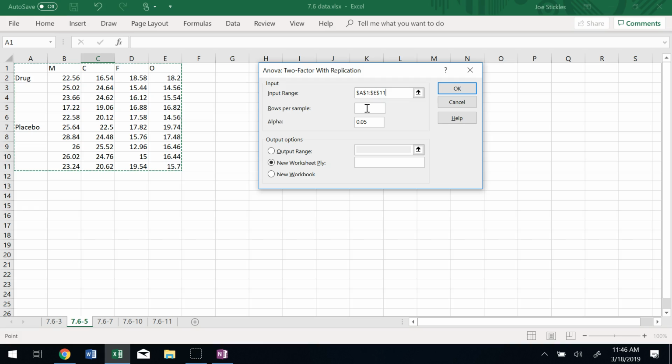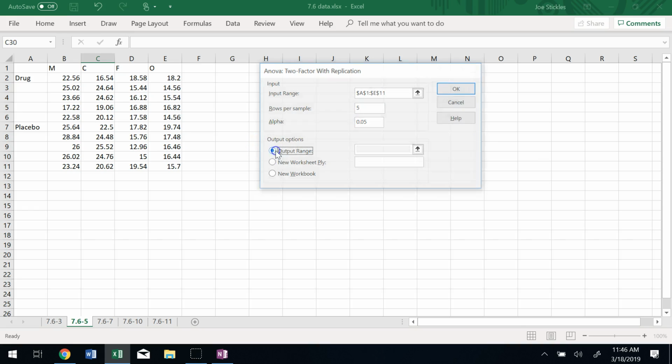So notice when we're testing for interaction, basically we're going to do multiple things in each of these treatments here. Okay? So when it says rows per sample, we've got 5 rows in the drug and 5 rows in the placebo. So we got 5 in each sample here, or rows per sample is 5. Well, it must be the same amount. Yeah, it needs to be the same amount. You know, all of these things have to be evenly distributed for this to work.